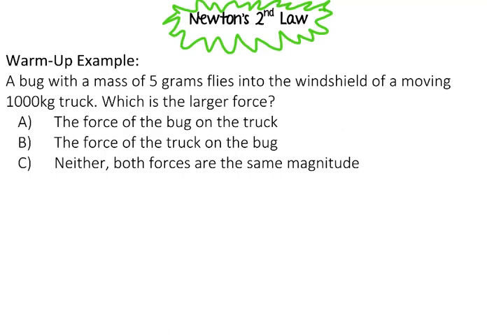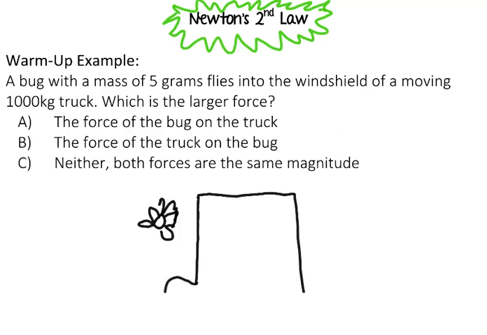So let's say you have a bug that has a mass of 5 grams. Here's the little bug. It's got wings. Antennae. There we go. And he hits a giant truck with a mass of 1,000 kilograms. So here's our giant truck. It's not exactly to scale. Here's the windshield of that truck.